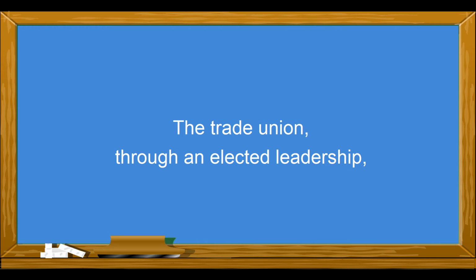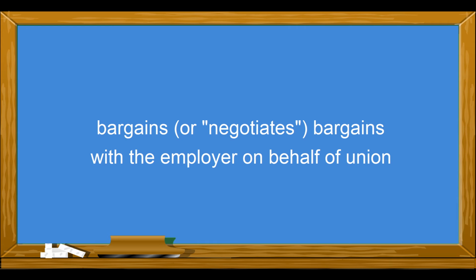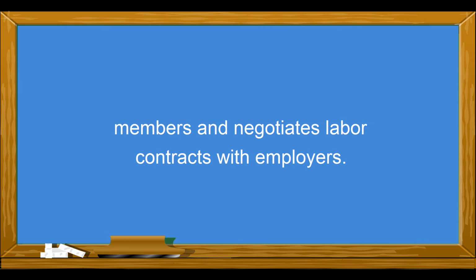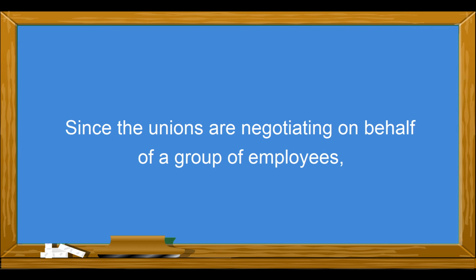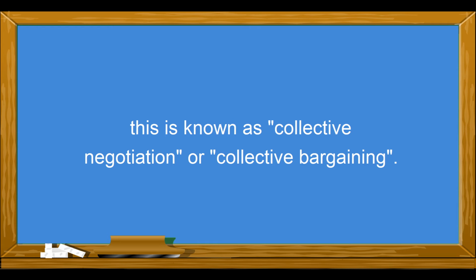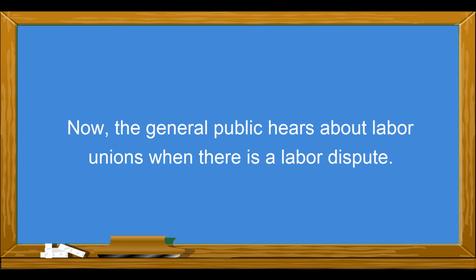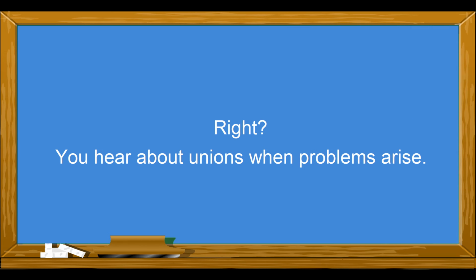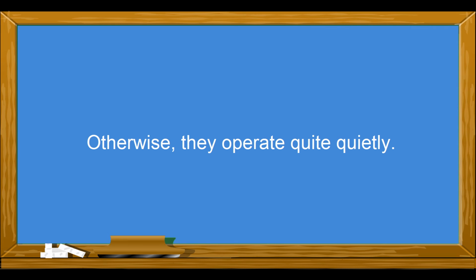The trade union, through an elected leadership, bargains or negotiates with the employer on behalf of union members and negotiates labor contracts with employers. Since the unions are negotiating on behalf of a group of employees, this is known as collective negotiation or collective bargaining. Now, the general public hears about labor unions when there is a labor dispute, right? You hear about unions when problems arise. Otherwise, they operate quite quietly.